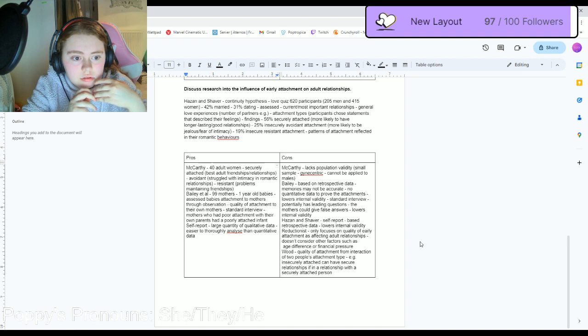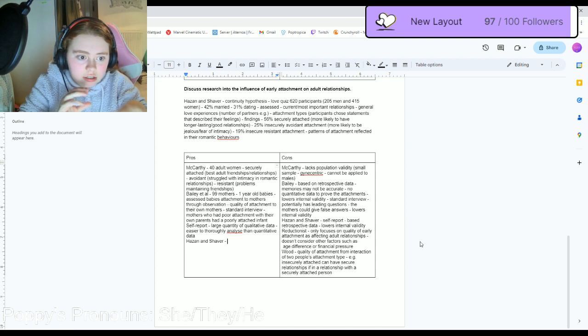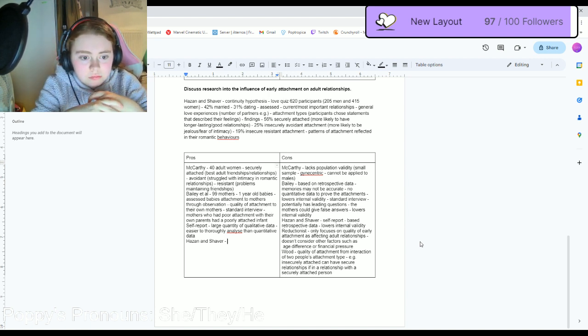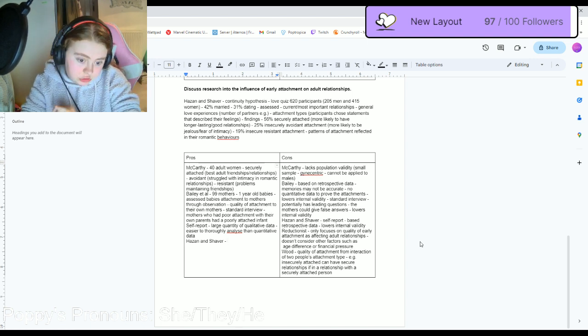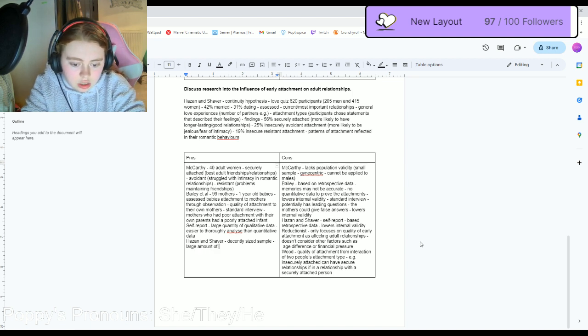What else? What other pros? Well, Hazan and Shaver's study has a decently sized, somewhat large number of participants, and it has a large amount of both men and women. So it's not androcentric. It doesn't contain gender bias. It's high in population validity because it's easy to generalize to the general population. So I'll just put decently sized sample. Large amount of both men and women.